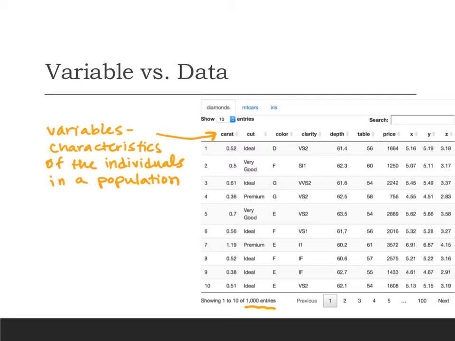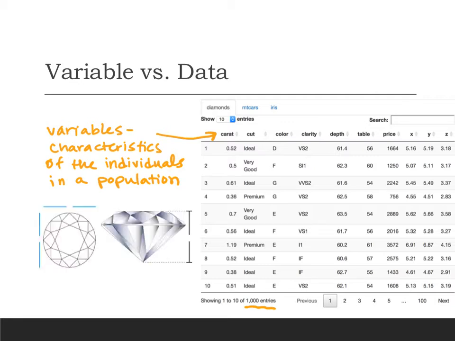Then we have depth and table. I've got some little images to show what those mean, but those are different measurements. Then the price, and X, Y, and Z. I had to look this up because I wasn't sure. X is the diameter, Y is the diameter perpendicular to that, and Z is how tall the diamond is.